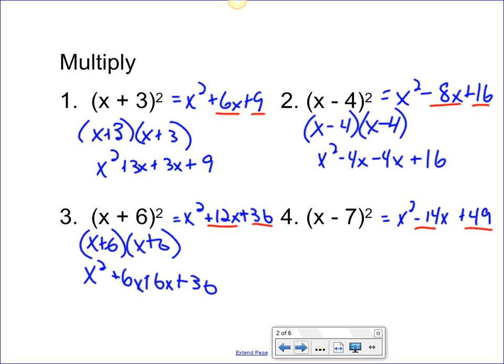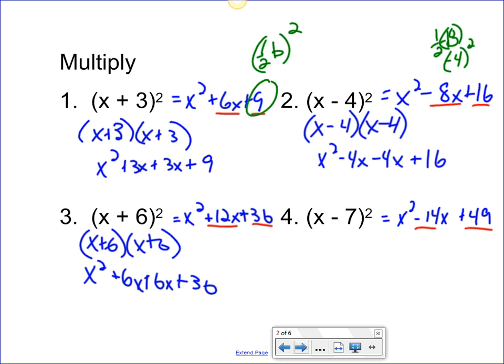Hopefully we can see from when we are multiplying and adding that this last term is simply half of the b, squared. So half of 6 is 3, 3 squared is 9. Half of the b would be half of a negative 8, which is negative 4, squared is 16. Half of 12 is 6, 6 squared is 36. Half of a negative 14 is a negative 7. Negative 7 squared is a positive 49.